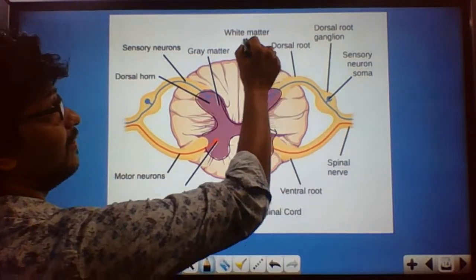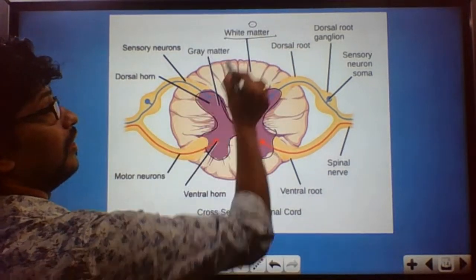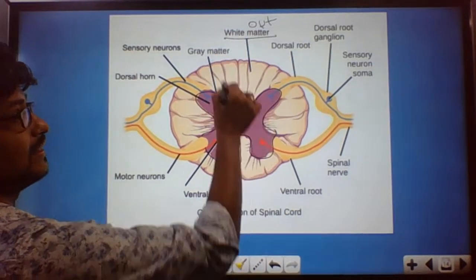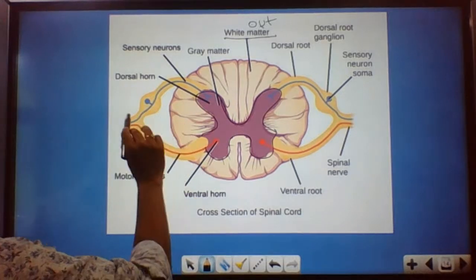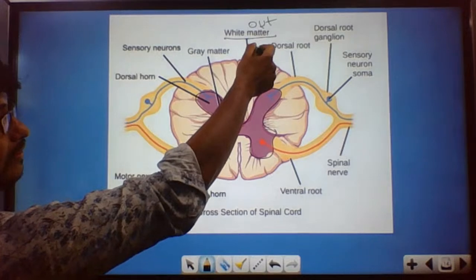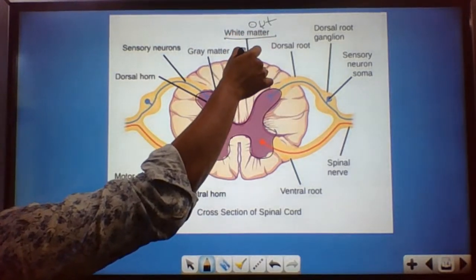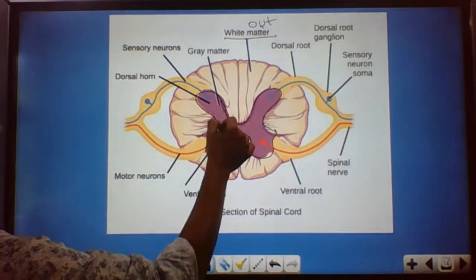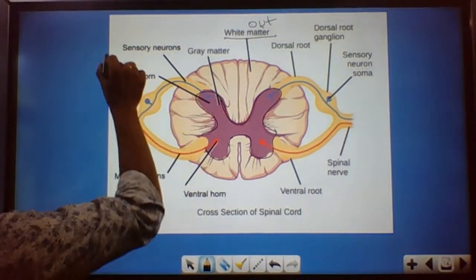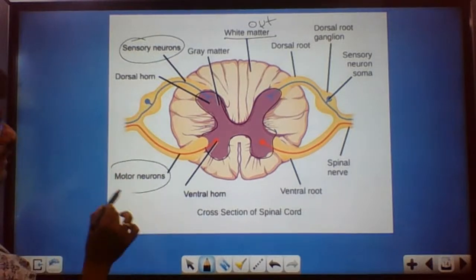On the inner side, the H-shaped structure, you could see the gray matter, where you could see the dorsal horn. The gray matter has the dorsal horn, and the other part is the ventral horn. These are the two horn-like structures that you could see inside, through which the sensory neurons pass, and here you could see the motor neurons.